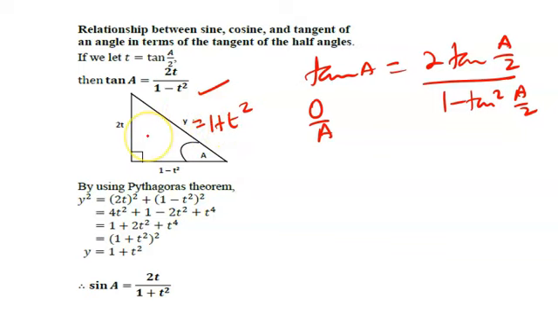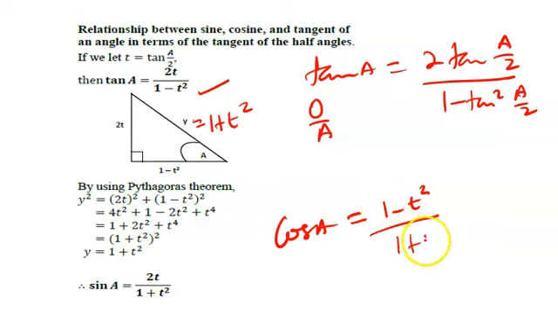So with this, we can find the cosine and then the sine. Sine A will be 2t over, that is the opposite over hypotenuse, so 2t over 1 plus t squared. And then cos A, that is the adjacent over the hypotenuse, so 1 minus t squared over 1 plus t squared. So anytime you are given the tangent of a half angle, you can express them in terms of the other ratios. Good. So what we are going to do is to use this concept to solve a question.